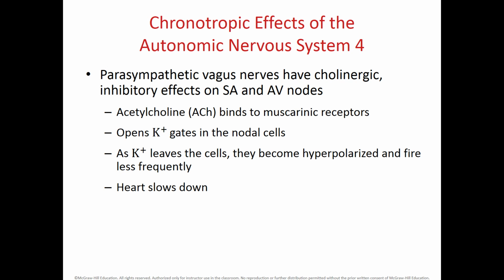So the parasympathetic system, the vagus nerves, decreases the heart rate because it inhibits the SA node and the AV nodes. It releases acetylcholine, a neurotransmitter, which will bind to the muscarinic receptors within the SA node and AV nodes, which opens the potassium channels. The potassium will leave the cells, leading to hyperpolarization that makes the cells less likely to become excitable. So you decrease the heart rate.